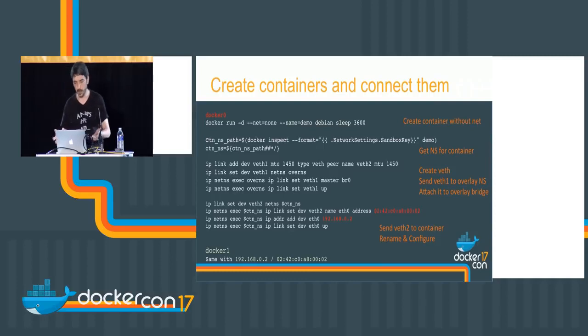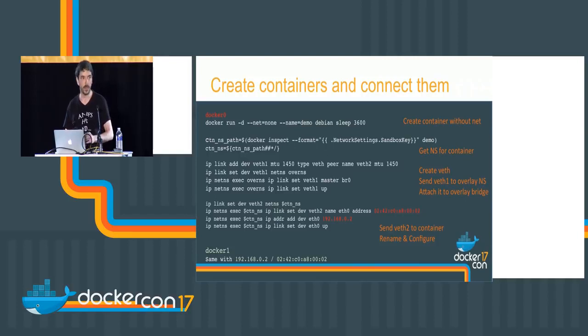Once again, this looks kind of complicated, but it's not that much. The first line should be very familiar to all of you. I'm just creating a Docker container. What's important there is I'm using the net equals none option, which means once I've created this container, it's not going to have any network configuration. It's going to have only a loopback. The second two lines get the network namespace for this container so I can create interfaces in it. It's basically getting this information through a docker inspect.